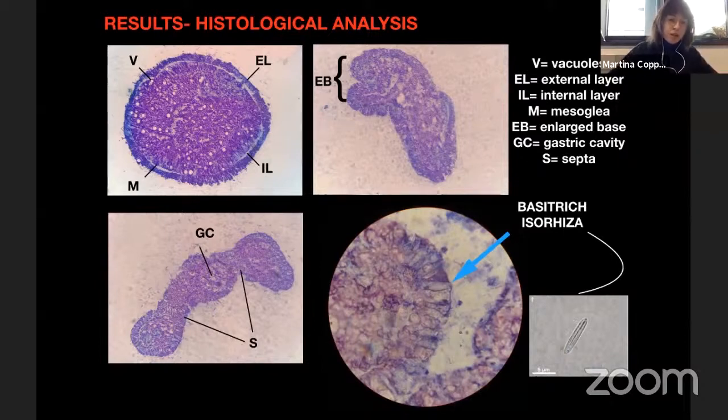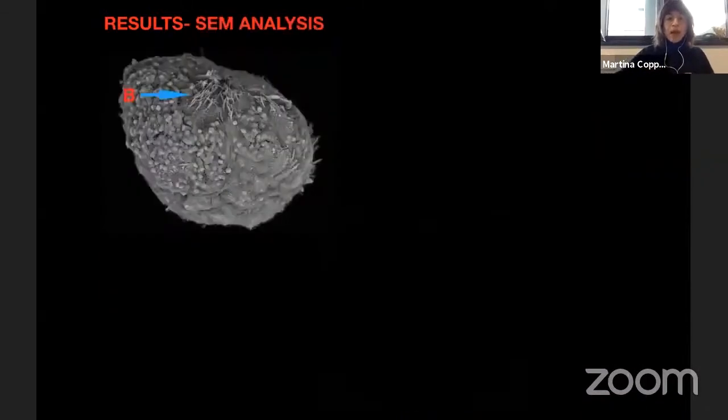The polypoid shape still shows the presence of a gastric cavity, as well as the septa that divide one polyp from the other. On the external layer there is also the presence of nematocysts, which were identified as bicitric isorhizas, the same nematocysts as we found in the adult specimen, and also the same size.